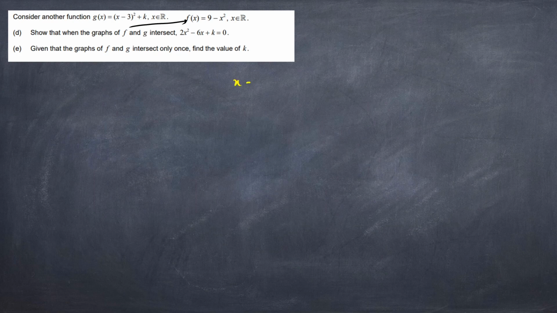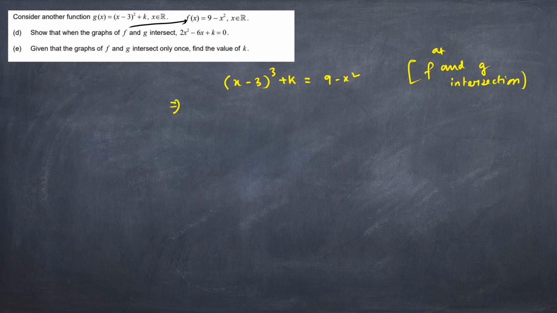So if we calculate it to be equal, (x minus 3) whole square plus k is equal to 9 minus x square, because at this particular point f and g are intersecting each other. So these two graphs will be equal at the intersection point. So at f and g intersection, this is the condition.